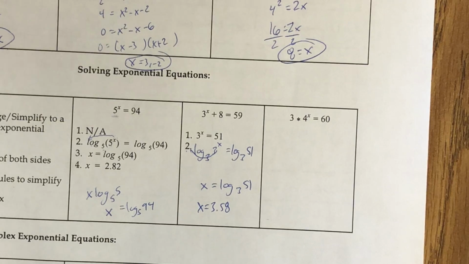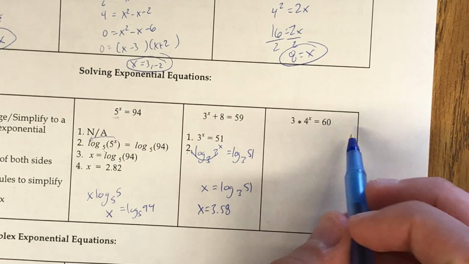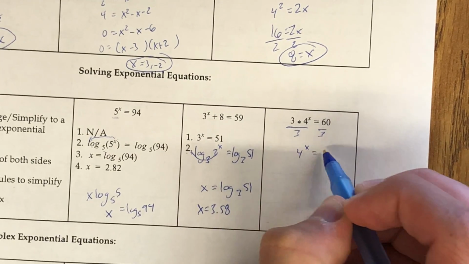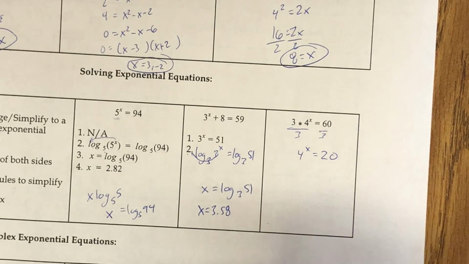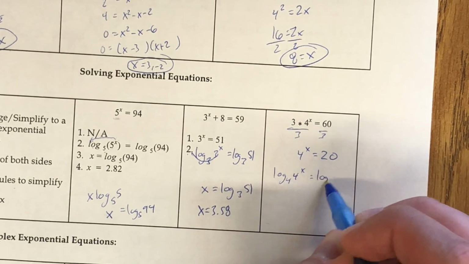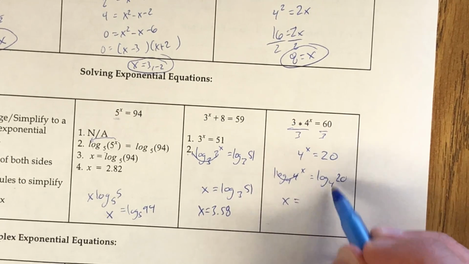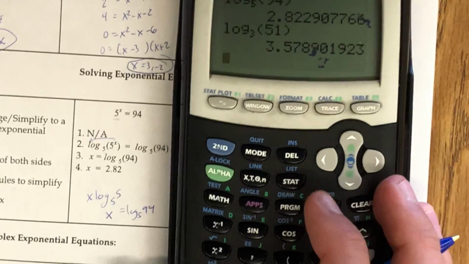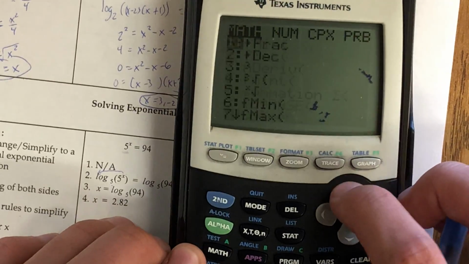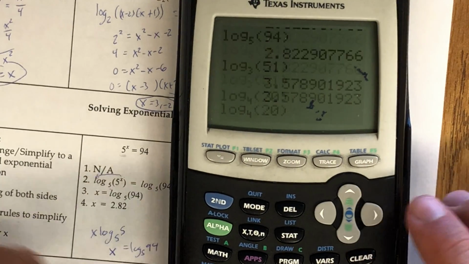And there's our solution. So for the next one, again, we don't have it in the general exponential form, so we divide both sides by 3. So 4 to the x is 20. We take the log base 4 of both sides, again choosing 4 because of this. And we get x equals log base 4 of 20. So again, math, up, gives us our log base 4 of 20.